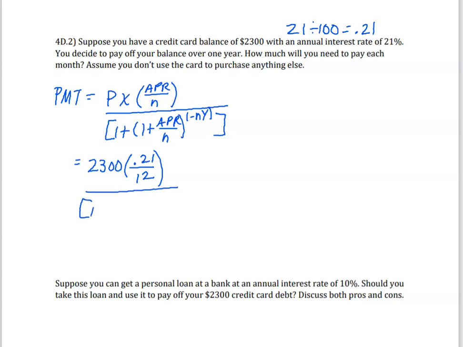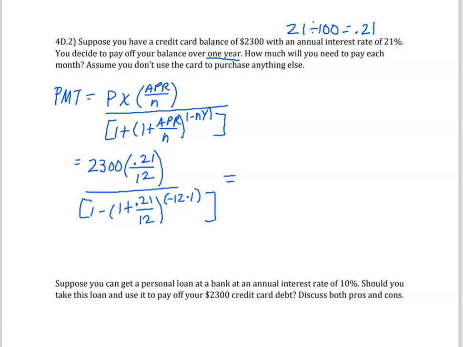On the bottom, we've got 1 minus 1 plus, again, our APR, which is 0.21 over 12, which is the number of times it happens per year. And we're going to raise that to negative 12 because it happens 12 times a year, and the negative is coming from our formula, and times the number of years that it happens. Well, it says you decide to pay off your balance in 1 year, so that's going to happen in 1 year.